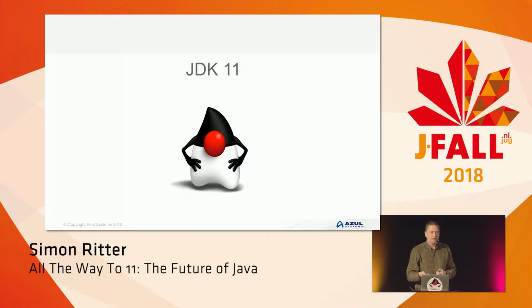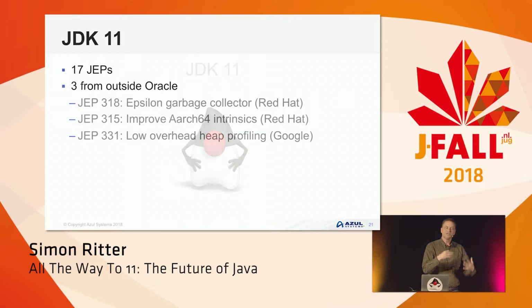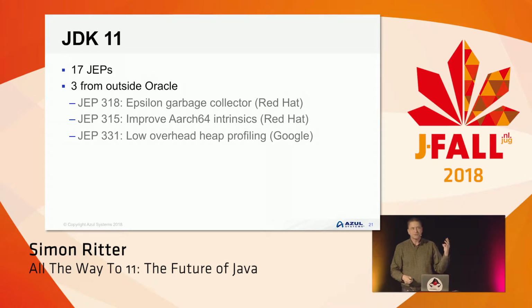JDK 11, right, what do we get in JDK 11? Again, 6 months of development, so not too much in terms of new features. A steady pace, we should say. So there were 17 JEPs, JDK enhancement proposals, that were included in JDK 11.